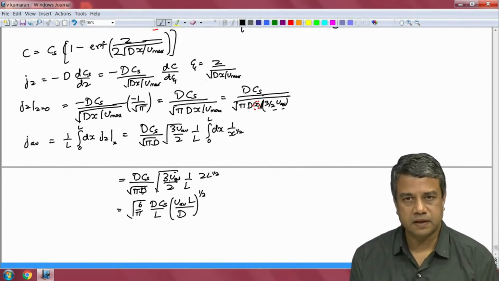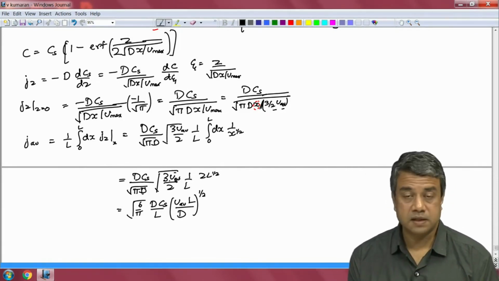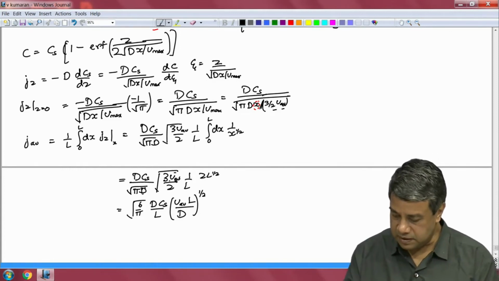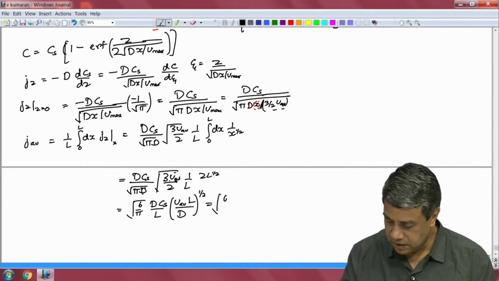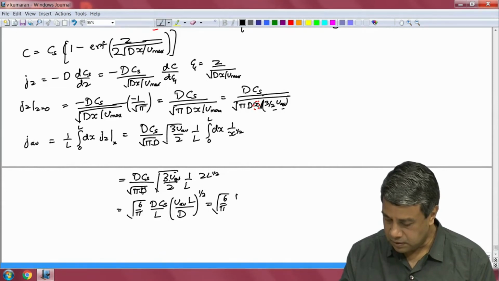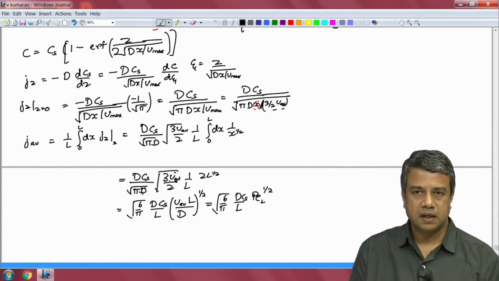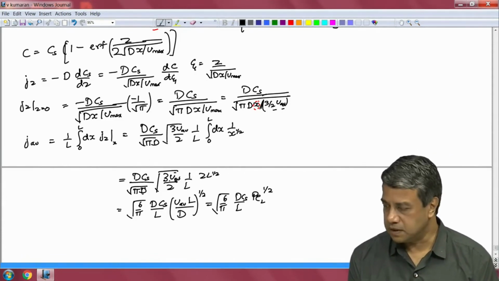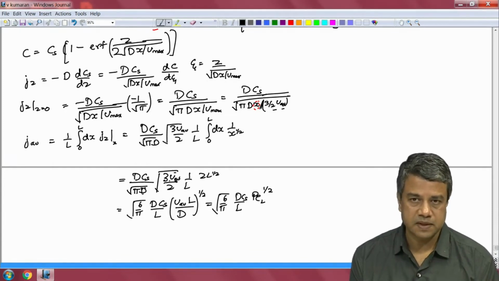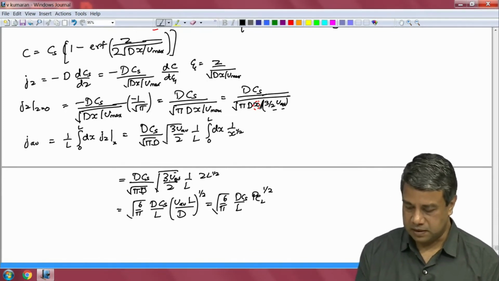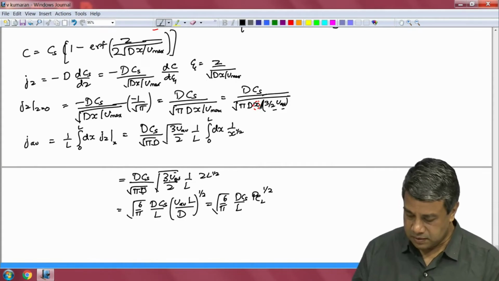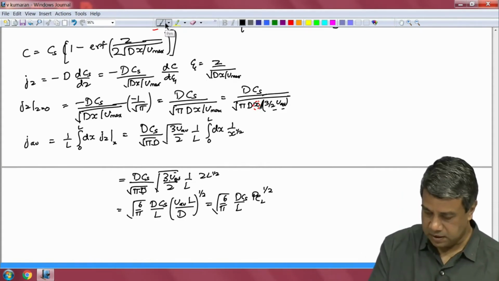You can easily verify the two are equivalent. The reason I have written this in this form is that this is equal to root of 6 by pi into D Cs by L into the Peclet number based upon the length, power half. The average velocity times length by the diffusion coefficient is a Peclet number based upon the length of the contactor. So, that is the final expression for the average flux.